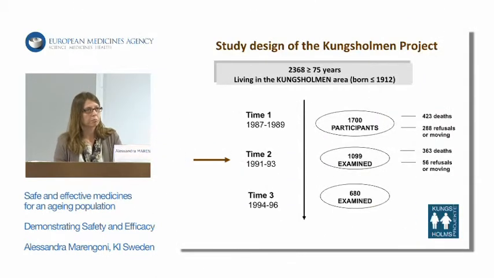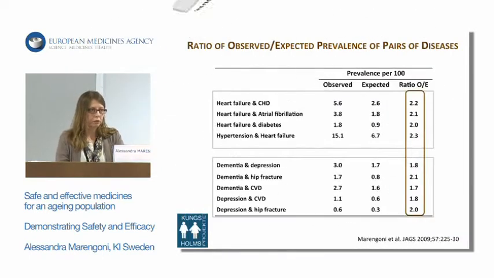I'll show you an example from the Kungsholmen project, a Swedish population-based study that started in the late 80s and ended in 2000. I will use data from time 2 of the study because at this time all the participants were clinically examined by a physician, and the diagnoses were particularly accurate. 1,099 participants were examined, and we found that several pairs of chronic diseases had a multimorbidity coefficient higher than 1.